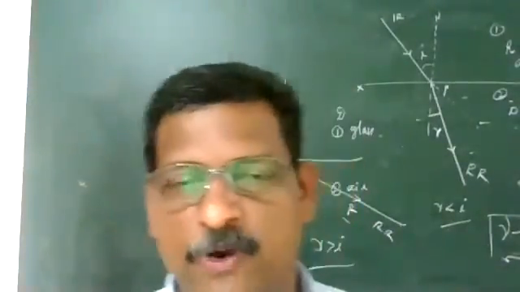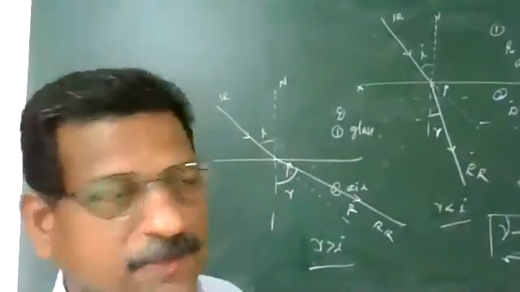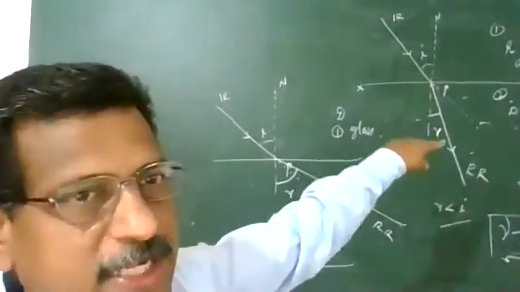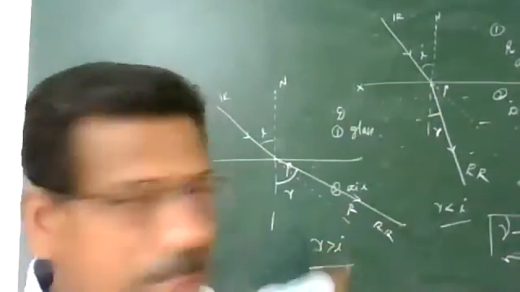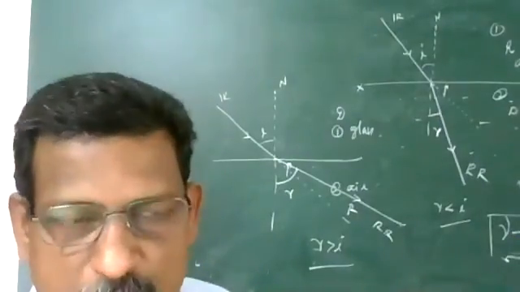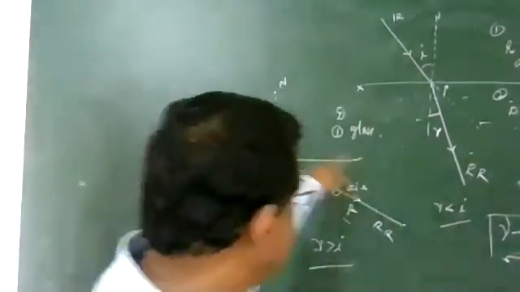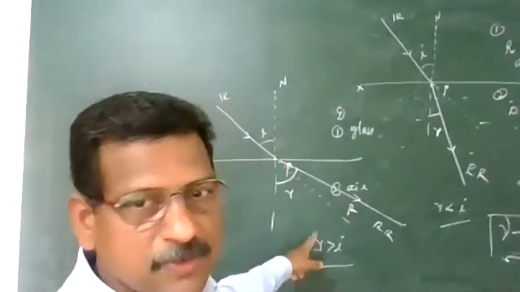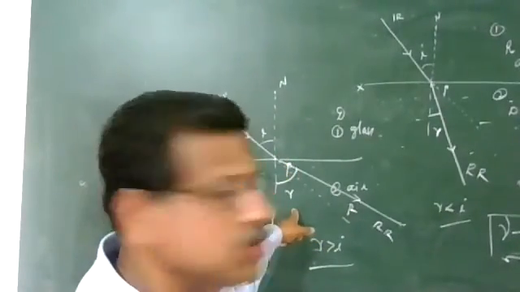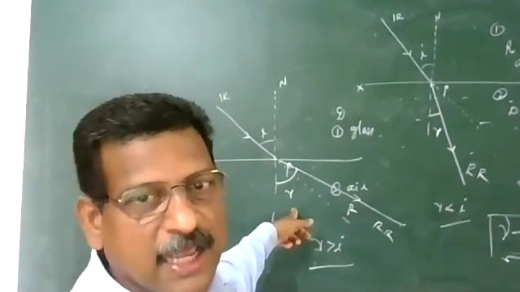So this phenomenon we call refraction of light. Two points we are seeing here, rarer to denser and denser to rarer medium. Rarer to denser bends toward the normal; angle of refraction is less than angle of incidence. When it is coming from denser to rarer medium, angle of refraction is greater than angle of incidence.